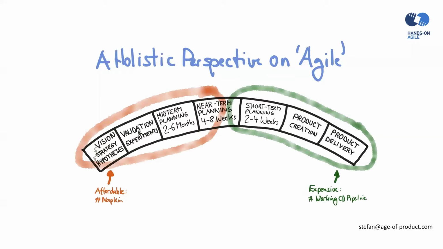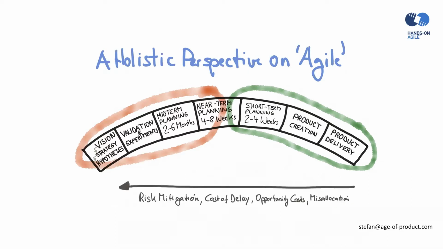What I like to point at is that while product discovery is very affordable, the further to the left you go, you can create a vision on a napkin, running experiments is getting really expensive the further to the right you move, as it requires a working delivery pipeline. So when we talk about risk mitigation, cost of delay, opportunity cost, misallocation of resources, we really want to move further to the right to mitigate these risks.